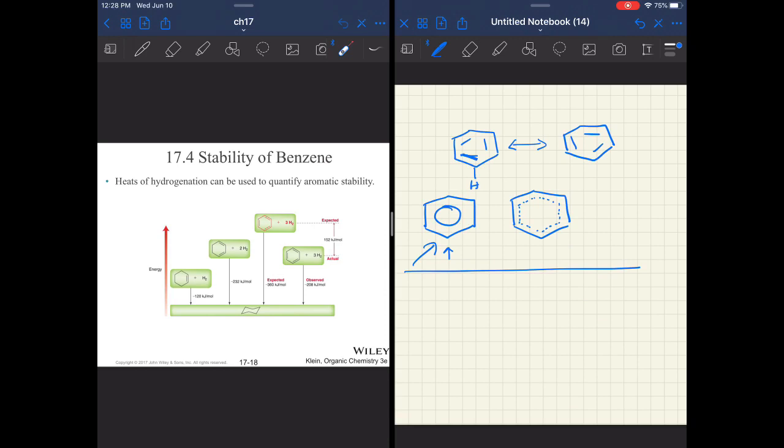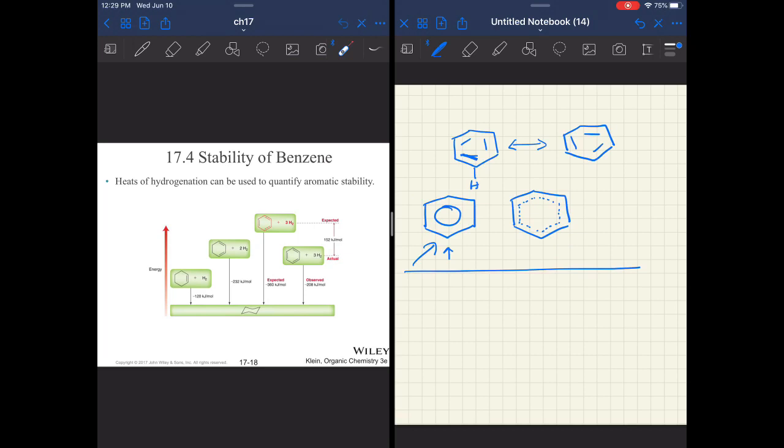We see that stability when we look at hydrogenation reactions. If we look at cyclohexene, right, there's a certain amount of energy that is released upon hydrogenation. When we look at cyclohexadiene here, it's not quite double, but we now understand that's because conjugation gives a little bit of stability, right? So a conjugated diene has lower energy than 2 isolated alkenes.